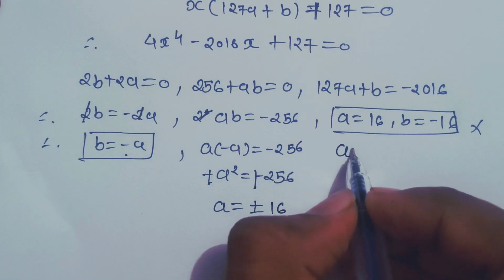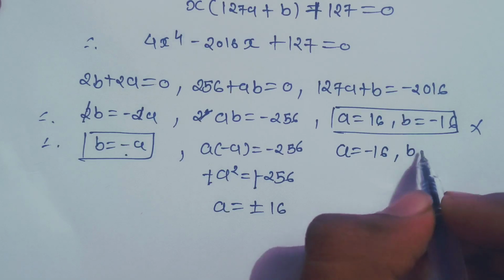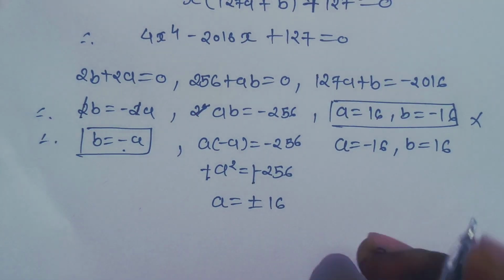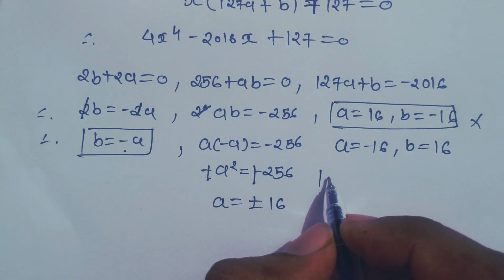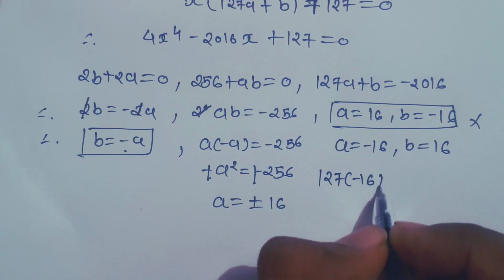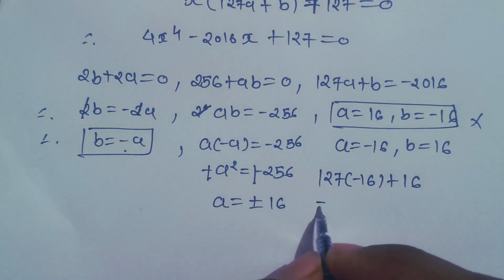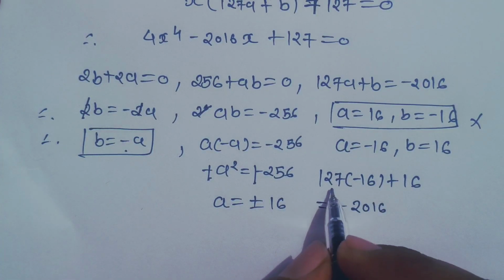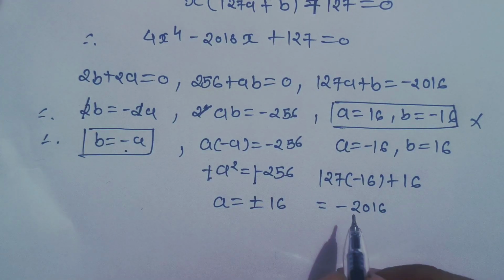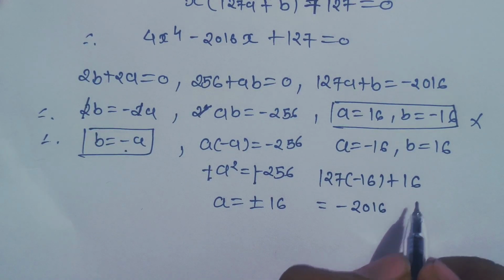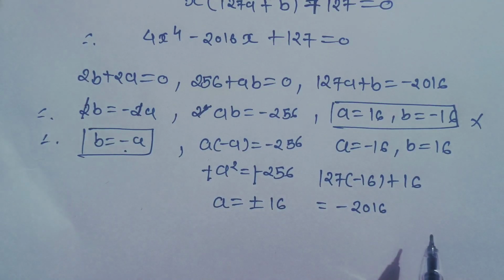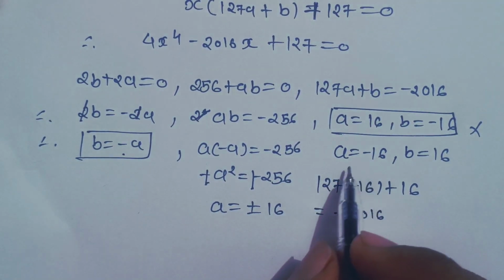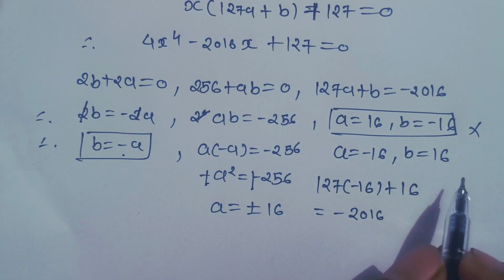Now another case, A is equal to minus 16 and B is equal to 16. Then put A equal to minus 16 in 127 into minus 16 plus 16. Is this total sum 2016 or not? 127 into minus 16 is minus 2032, and plus 16 means minus 2016, or not? So the only possible case is A equal to minus 16 and B equal to 16.